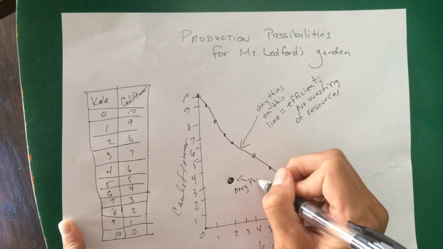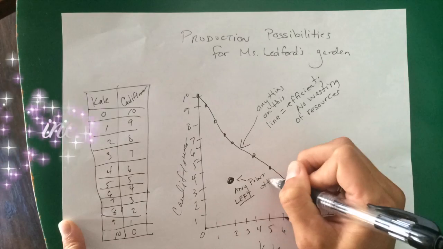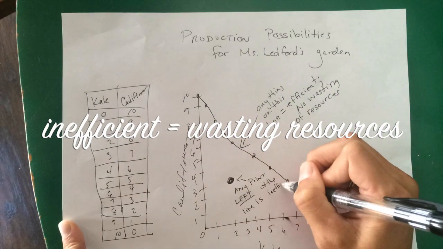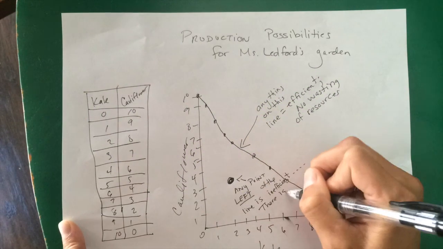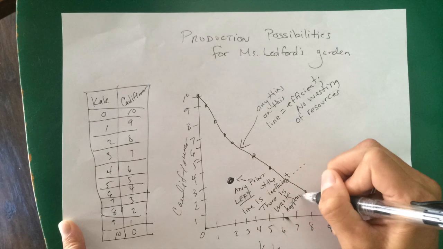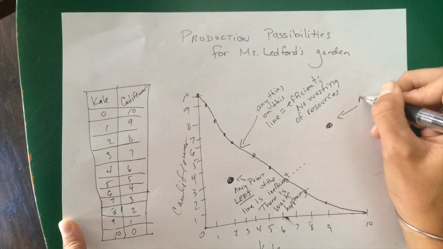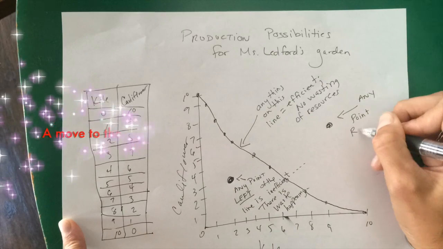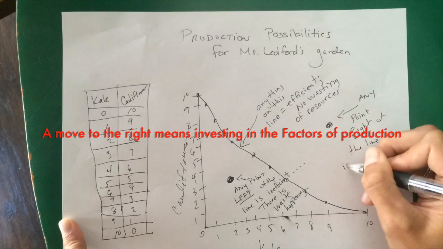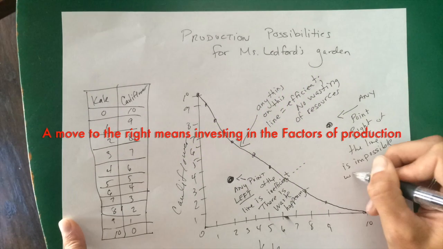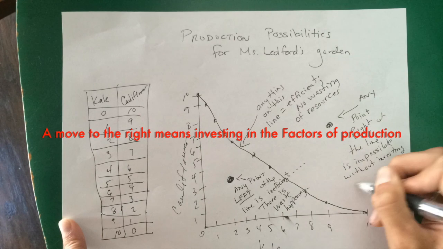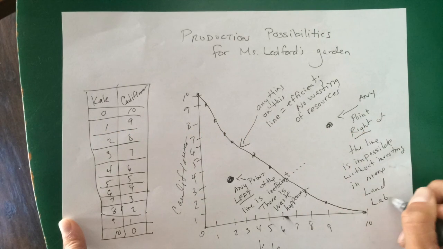Now, if I show that I'm producing left of the line, that means that I'm inefficient. And that could be because maybe I hurt my back and I couldn't give the labor for the day, or maybe I lost some of the seeds, or maybe I didn't have the rake to rake out the garden, so I didn't have a physical capital. And of course, anytime you produce right of the line, it's because you've invested in your land, labor, or capital to make your garden bigger. That's it in a nutshell.